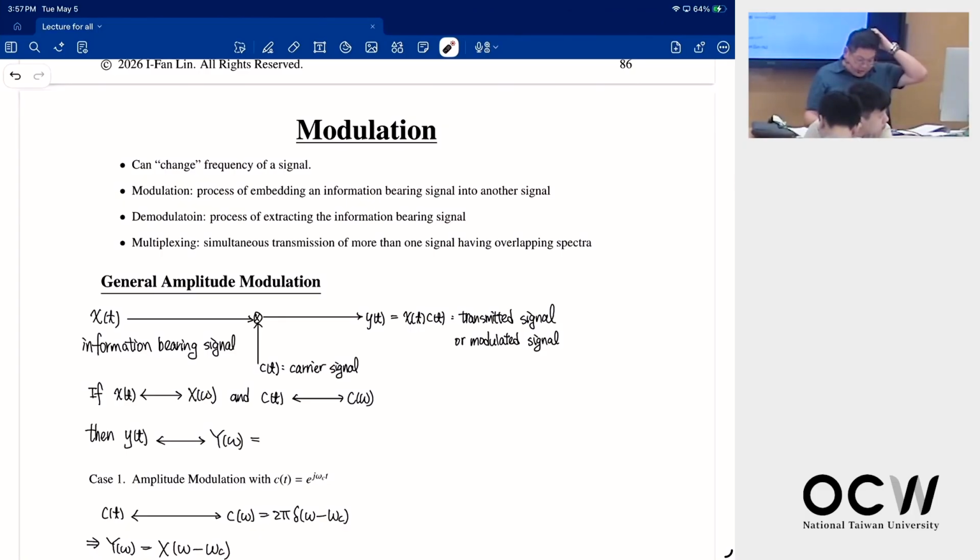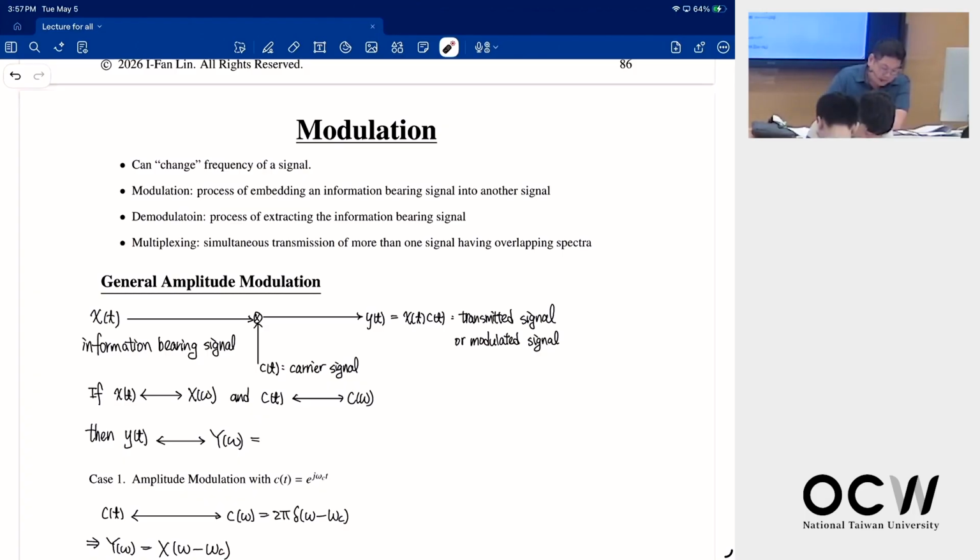So what is the modulation? Remember that when we learn the property of the Fourier transform, right? A signal in time, if you times the complex exponential or cosine or sine, in frequency domain, you shift your frequency. Okay, so this is like a modulation. And why do we need to do it? We will see the reason here.